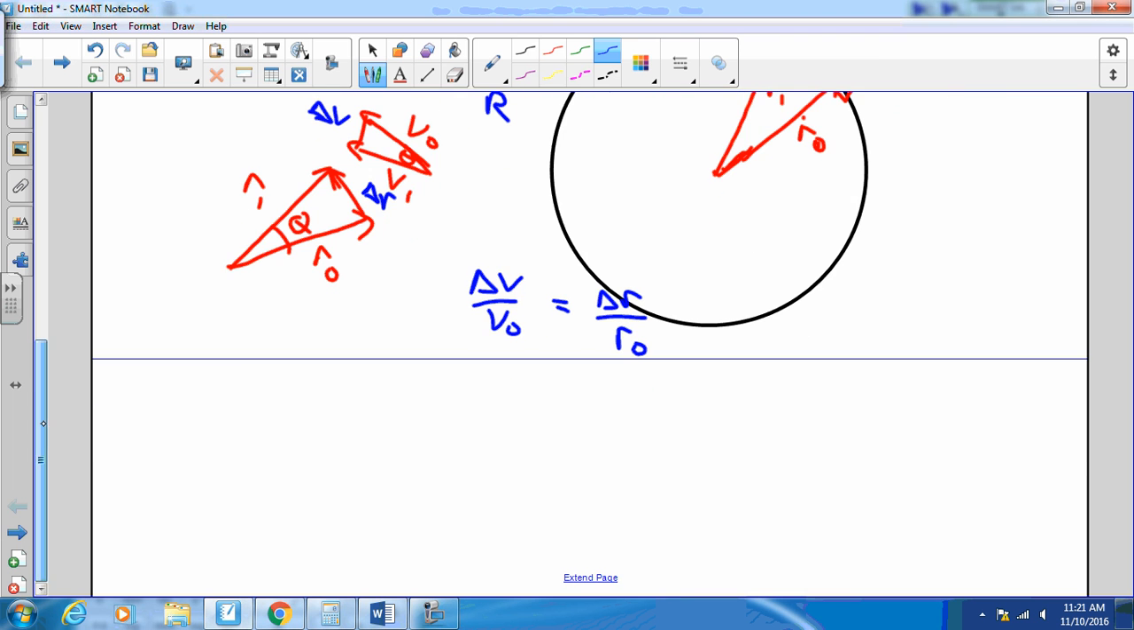Okay, now let's introduce time and see what we see. I'm going to divide both sides by delta t. And I'm going to write my division here as multiplying by the reciprocal, and I'm going to do that on both sides.